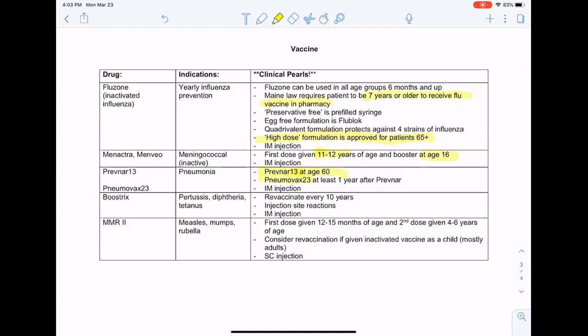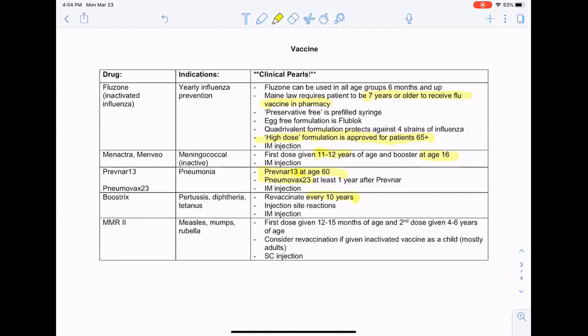So this is given every 10 years. So know that it's given every 10 years. And this one is notorious for causing injection site reactions. So if somebody's going to get a sore arm from a vaccine, it's going to be the tetanus shot or the Boostrix. So I usually preface it with that before I give it, so they don't think that you did something wrong when you gave them a vaccine. And they don't call you the next day and say, my arm's falling off.